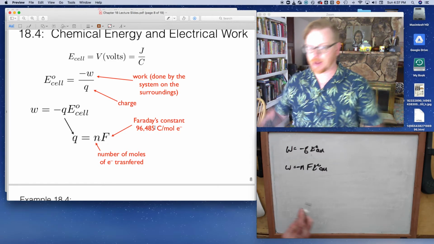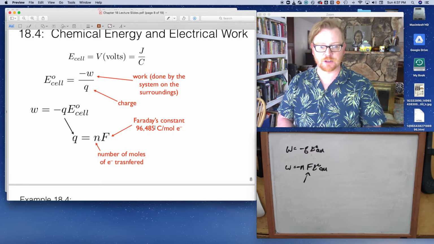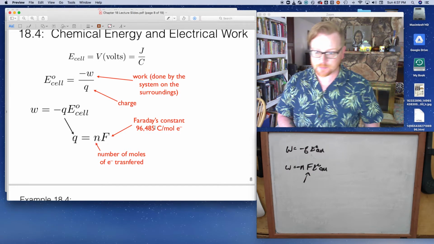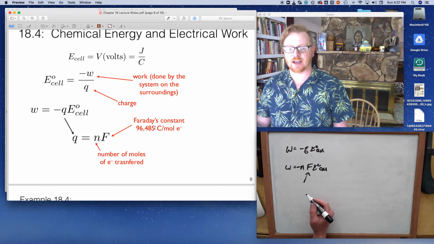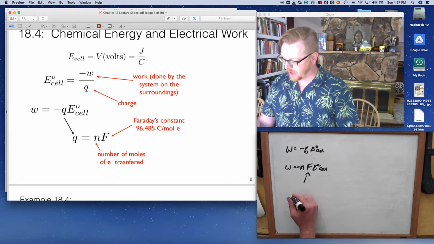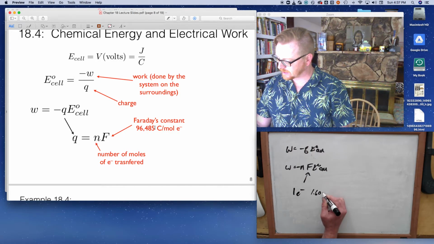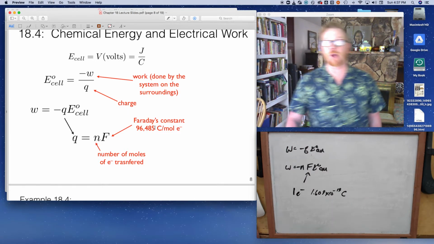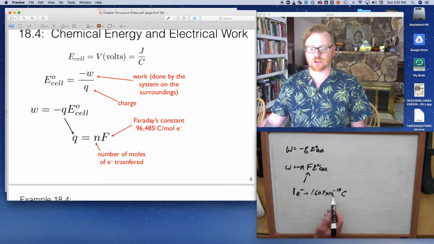All right? And then lastly, I want to talk about this F constant. This is a new constant that we haven't introduced yet. This is Faraday's constant. Okay? And so basically Faraday's constant is derived from the fact that 1 electron is 1.609 times 10 to the minus 19 coulomb. So that's the charge of a single electron. It's a really, really tiny number.